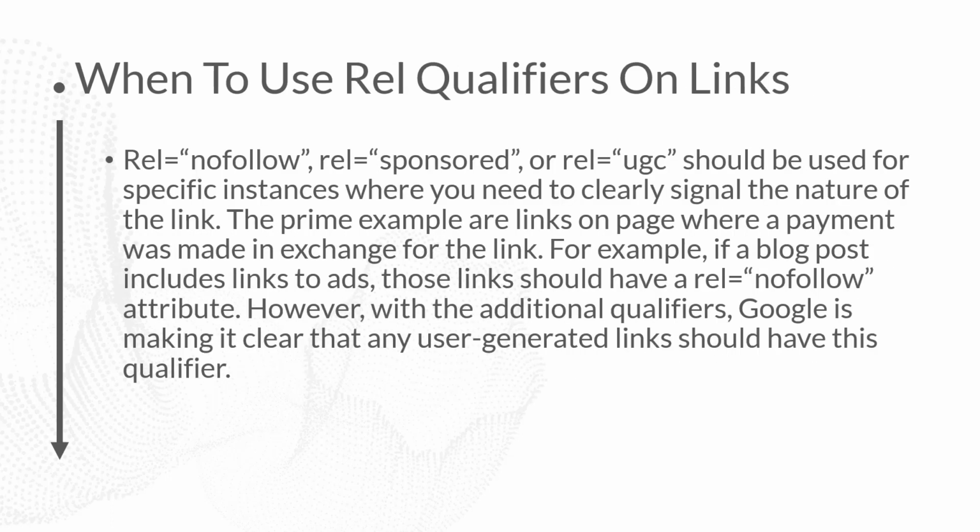What about the other kind of nofollow, the one that doesn't control crawling but does explain the nature of the link? When should you use the rel nofollow or the other rel attributes with rel sponsored or rel UGC? Well, these kinds of attributes should be used for specific instances where you really need to clearly signal the nature of the link. The prime example here is if you have a payment made in exchange for the link, like if you're running an ad, or if you sponsored a piece of content on some other website, or if you have an affiliate relationship with the person you're linking to, that should be nofollowed. As well, any links that users have the ability to generate on your website, such as links in comments or reviews, those really do need the rel equals UGC specified.